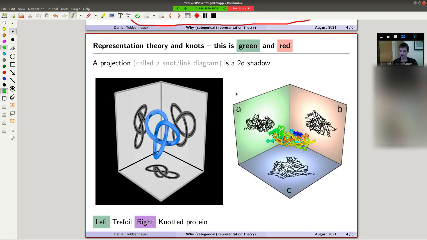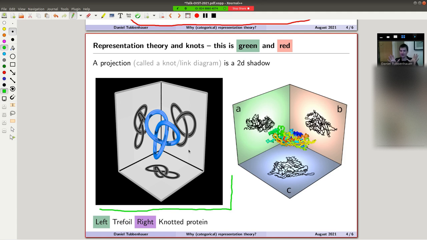Anyway, so what people like to study is not a three-dimensional object. I don't know how you feel, I already have trouble thinking about three-dimensional objects. I like to draw something on the plane, in two-space. And what people like to study then is projection. And this is really the picture for the projection of exactly this funny trefoil.